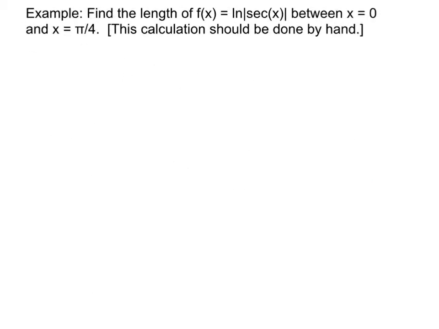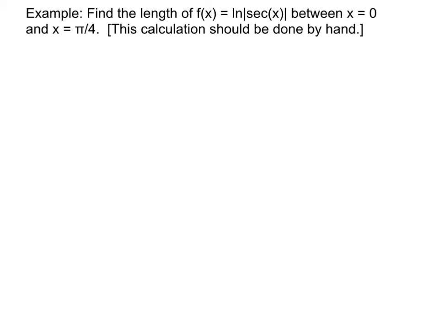For the next one, I want us to find the length of the function, the natural log of secant x, between x equals 0 and x equals pi over 4, and I will note this calculation should be done entirely by hand. This is a neat problem. It's nice how well this problem works out. So pause the video, try it on your own. If you're worried at some point, watch through and see where you got stuck, and check your work as you're going along.